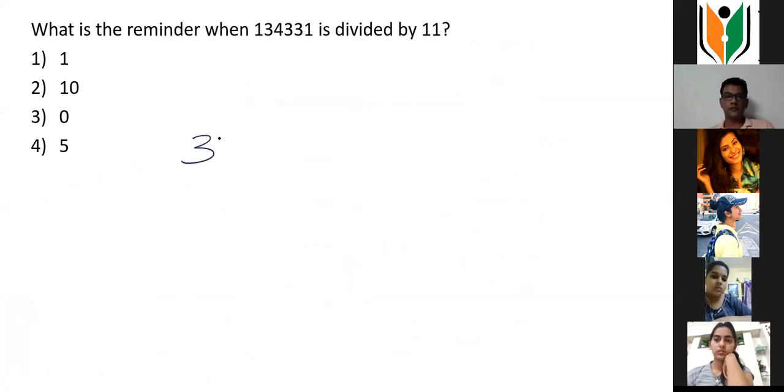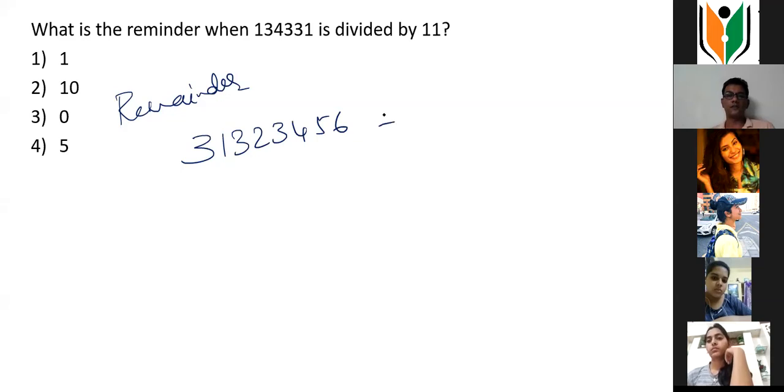Let's give some other example here. Let's say someone wants to know the remainder when 3, 1, 3, 2, 3, 4, 5, 6 is divided by 9. I do not have to actually divide this by 9, guys. What is my divisibility rule of 9? Sum of the digits, remember? So do the sum of the digits.